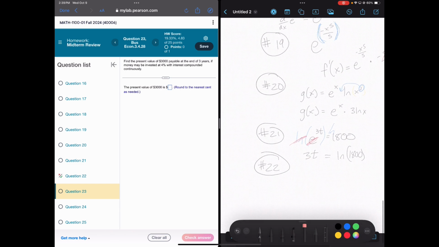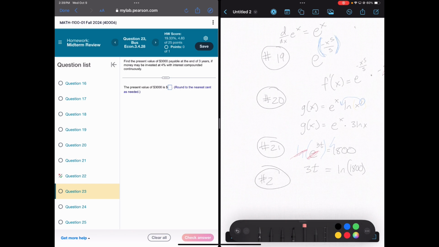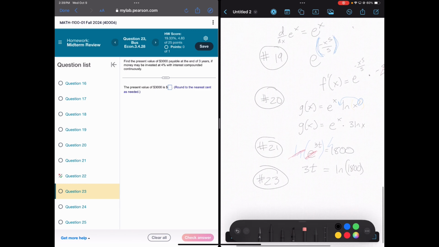So this one. There's actually two different ways I can go about this. So what's one way I can set this up? Present value, find the present value of $3,000 payable at the end of 3 years. So when do I get that $3,000? After 3 years have passed. So is $3,000 my initial amount or my ending amount? It's my ending value. But that means I don't know what my initial value is. Everybody okay with that?